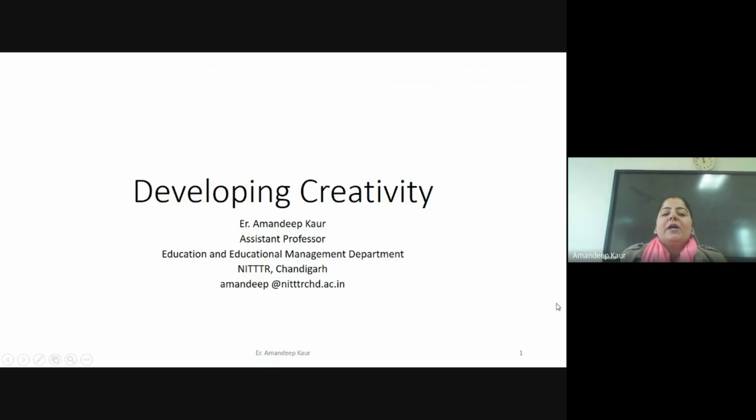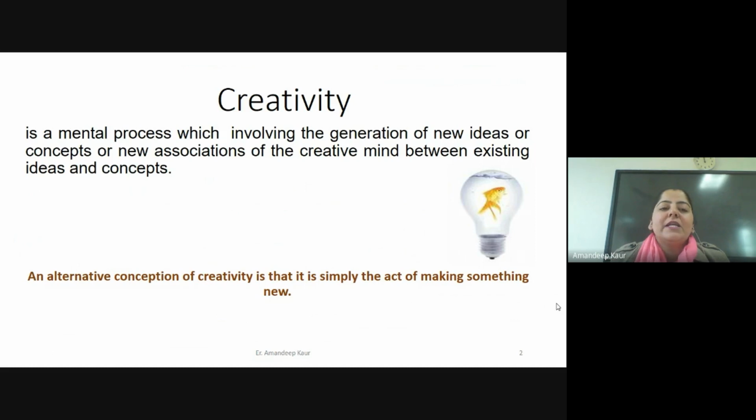So when it comes to understanding the concept of creativity, specifically in terms of the student population, first we need to know what we mean by creativity. And in the engineering context, when it comes to the development of creativity, how is it possible for a teacher to use a variety of techniques so that over a period of time we can gradually improve the thinking ability of the student. So creativity is basically a mental process involving the generation of new ideas or concepts, or new associations of the creative mind between existing ideas and concepts.